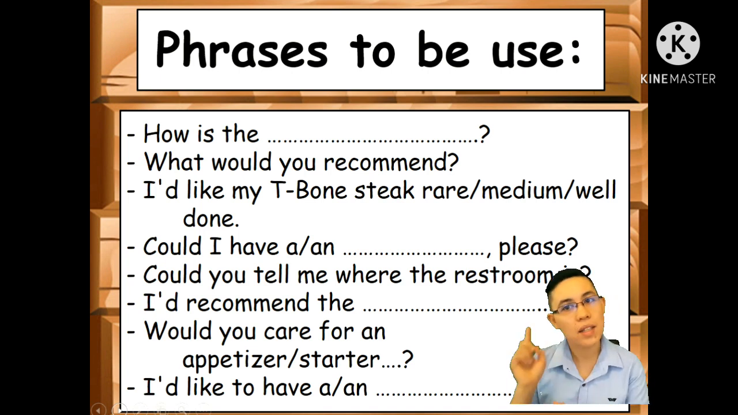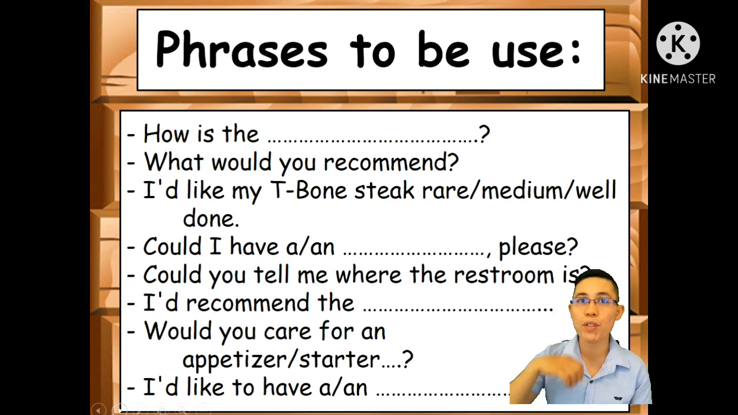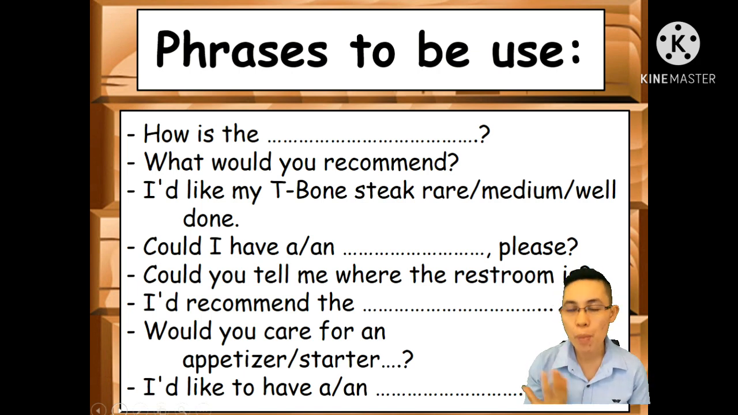Okay, how is the? Example, how is the tomato soup? Okay, next we have, what would you recommend? Okay, example, if you don't know what food you like, or what food you would like to order, now you can ask the waiter or your friends to recommend some food.